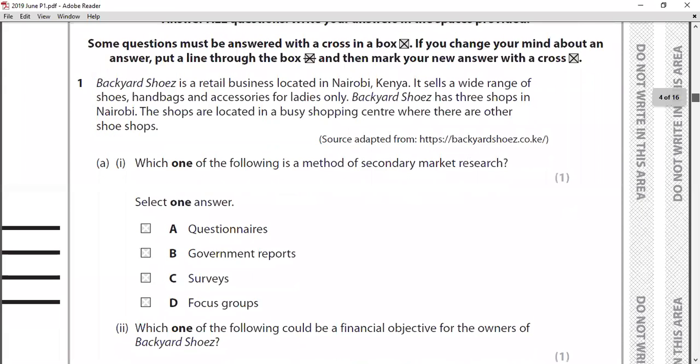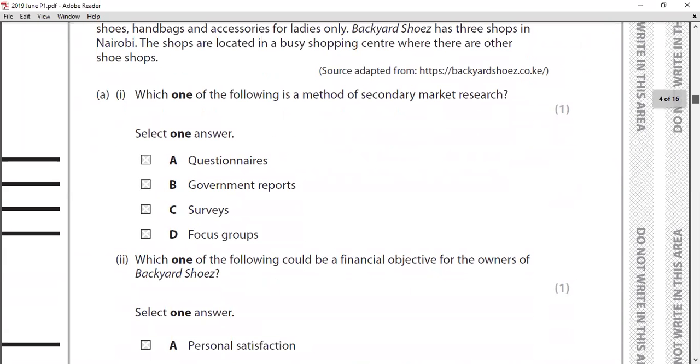Question number 1, which one of the following is a method of secondary market research? Secondary market research means something you are gaining not from field research, because you are using something someone already produced, right? So there are many methods of secondary research.